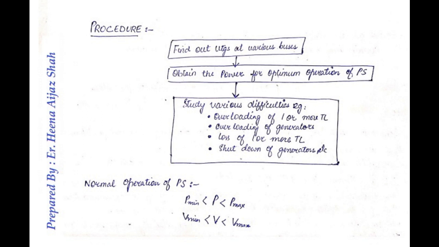First of all, we have to find the voltages at every bus. After that, we have to obtain the power for optimum operation of the power system. After that, we have to study for various difficulties, for example, overloading of one or more transmission lines, or overloading of a generator, or loss of one or more transmission lines, or shutdown of generators. Knowing all these details, we can perform the load flow analysis method.